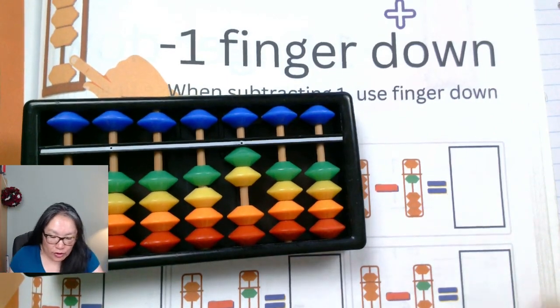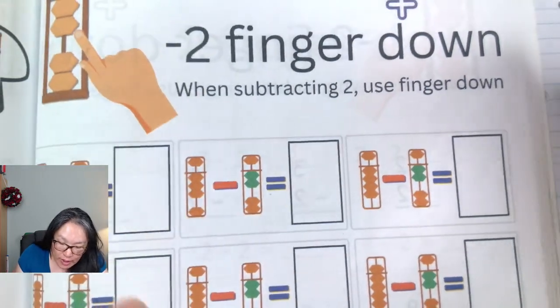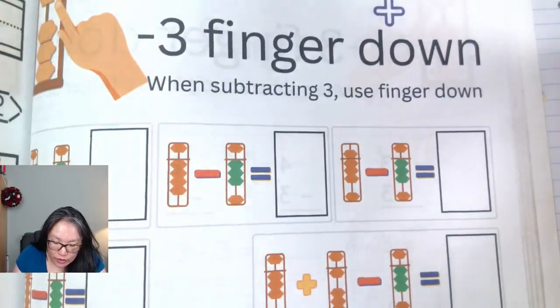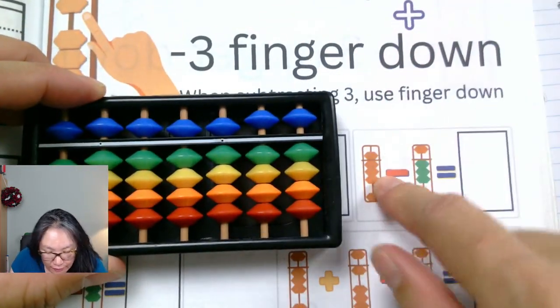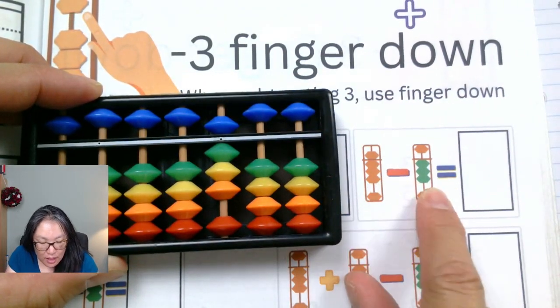What I'm doing is just showing you how to move the beads, and we're just going through it. We did the 2, now we can do the 3. When we do the 3, I have 8. That's 8. I want to take away the 3.